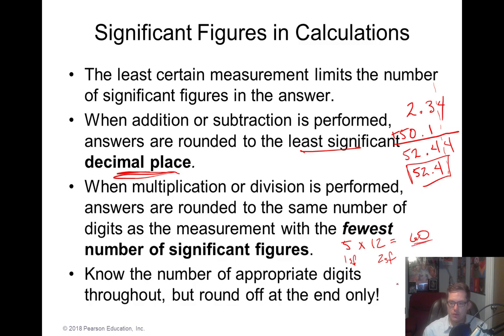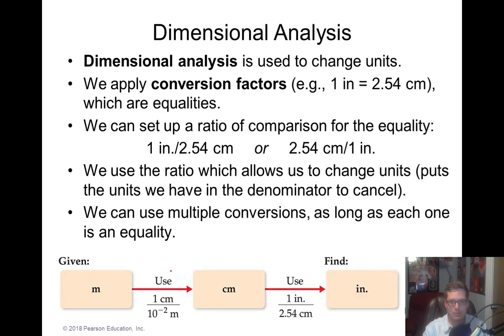Now, what if we had 5.0 times 12? Well, each of these has 2 sig figs, right? That's got 2 and that's got 2. So therefore, our answer has to have 2. So when we write it, we'd have to include that decimal point. Now here's the trick. When you're doing this, never, ever round early. You have to keep track of your sig figs throughout the whole thing, but don't ever round early. If you round early, you'll probably end up with a mistake.